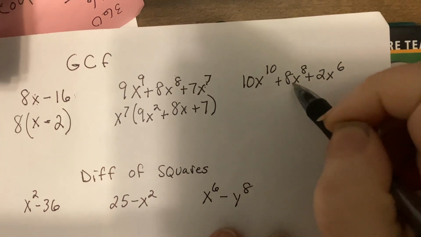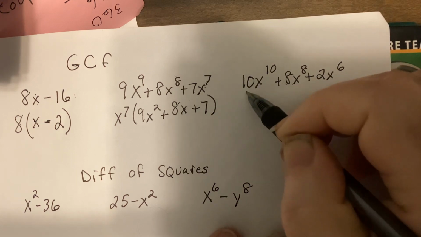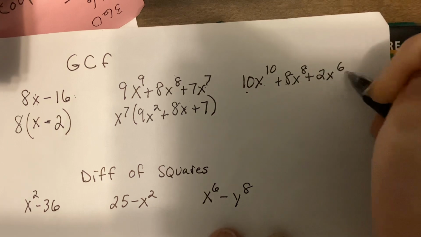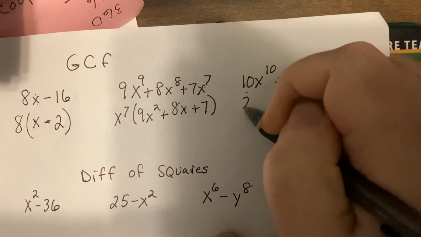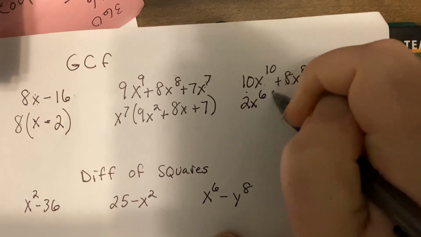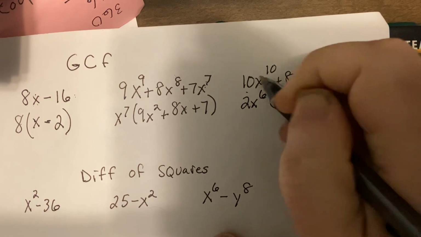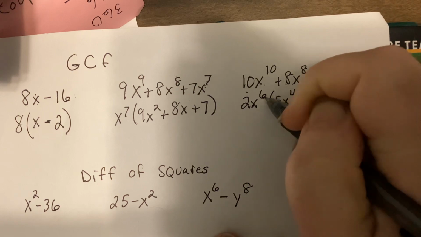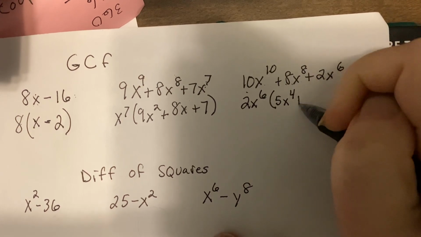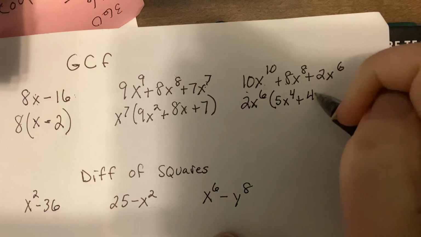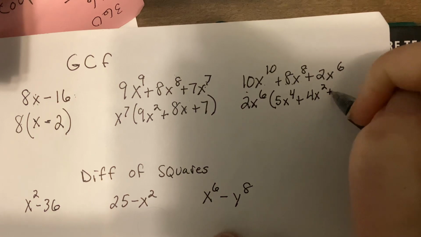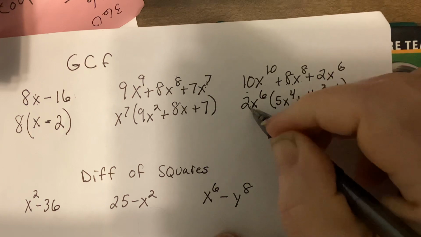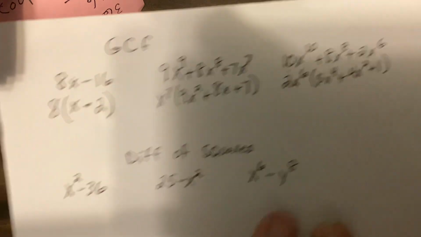Plus 7. Here, 10, 8, and 2. 2's common to everything. Then there is a variable in every term. Smallest power is 6. So it'd be 2x to the 6. So 2 times 5 is 10. x to the 4. 4 plus 6 is 10. Plus 4x squared plus 1.